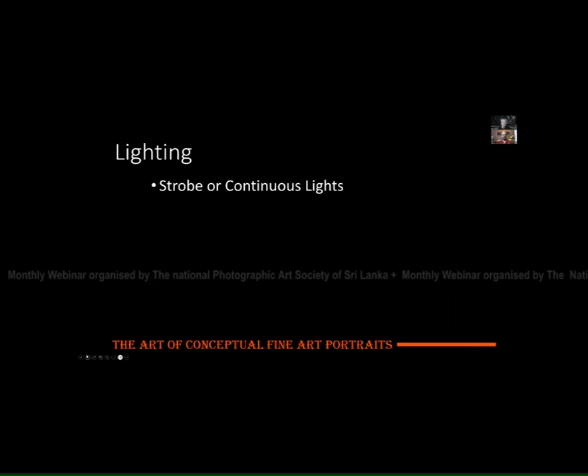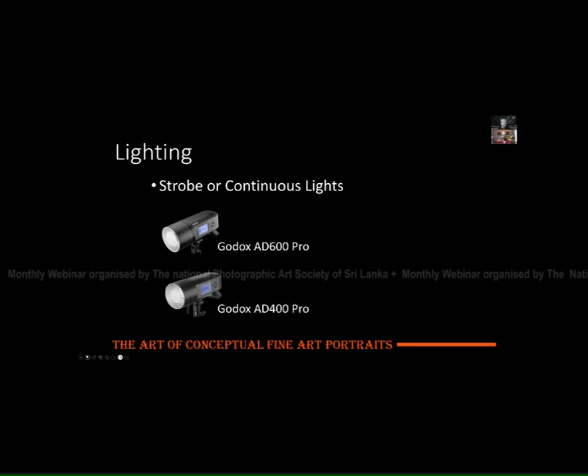So, like I said, for lighting, I actually use either strobe or continuous lights. For strobes, I use Godox, the 8600 and the 8400. My primary will be the 8600, because I usually shoot with one light. If I feel the need to add another fill light, then I just add an 8400. But most of the time, I shoot with just the 8600.